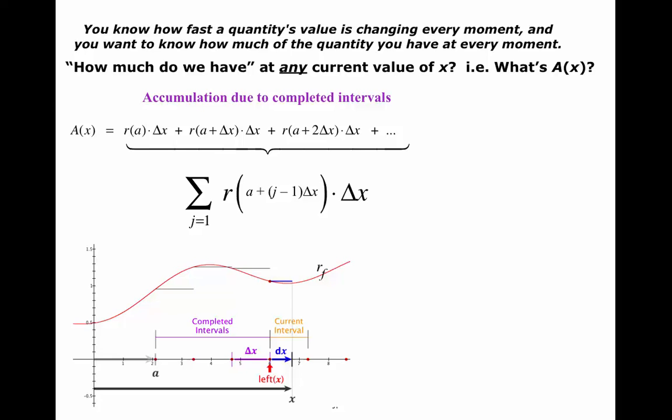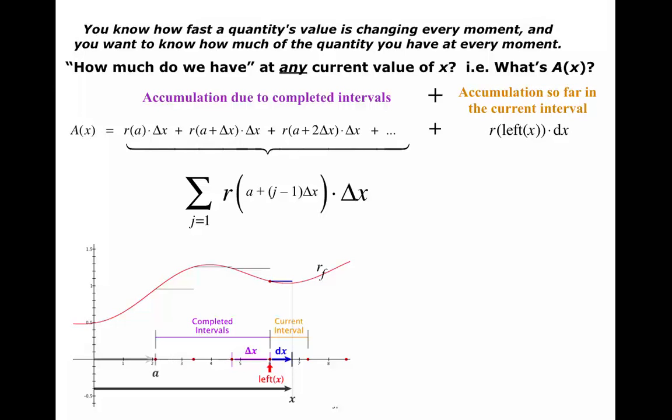And then we've got a little bit more. And a little bit more is the accumulation due to the current interval. Accumulation so far in the current interval. And that is the rate, the constant rate, taken from left of x times dx.